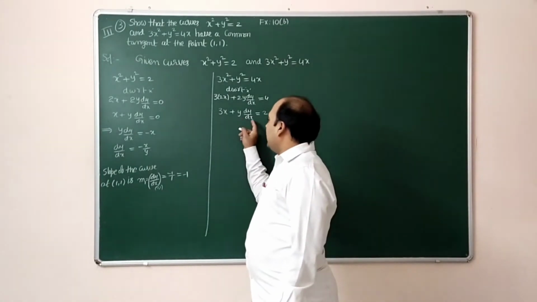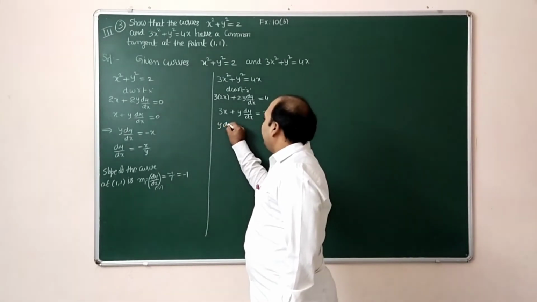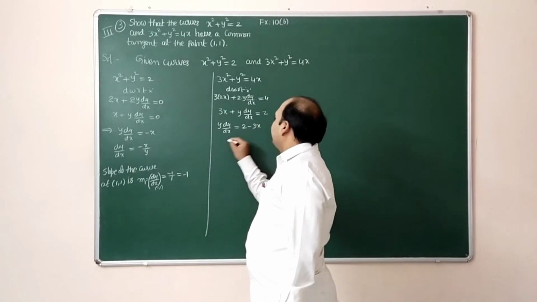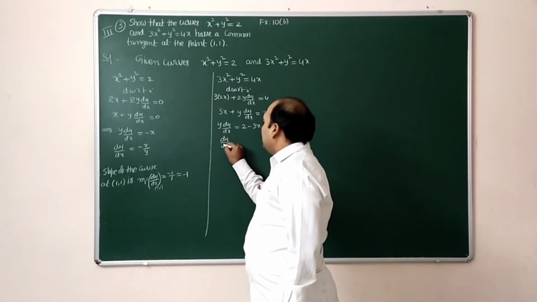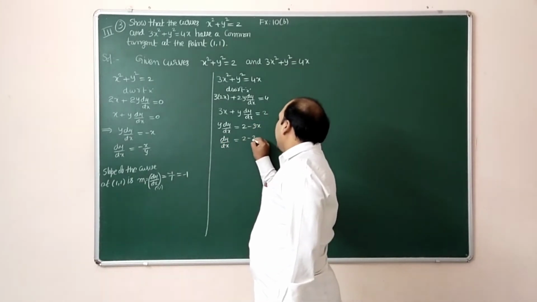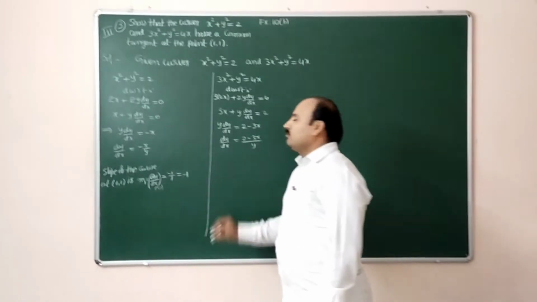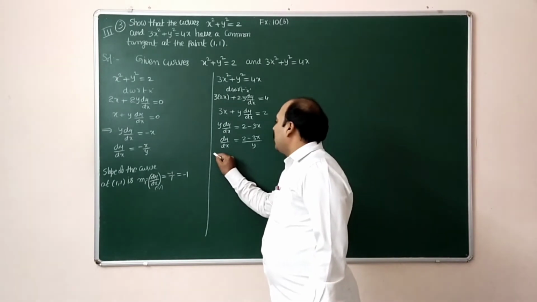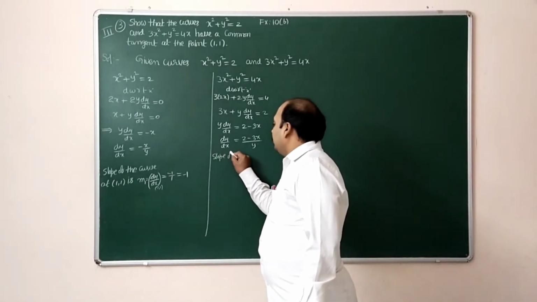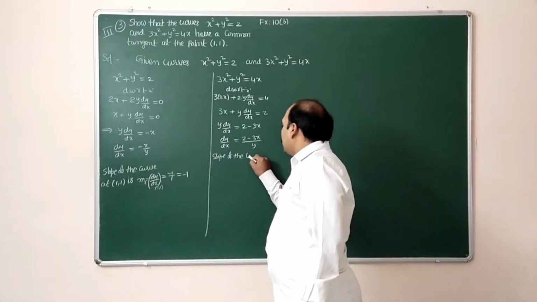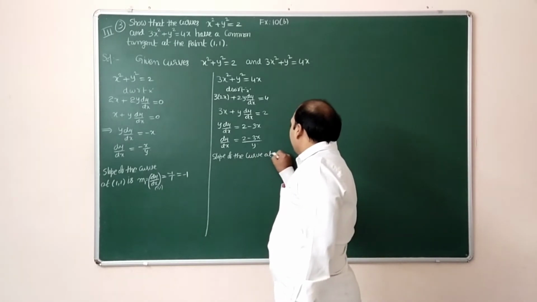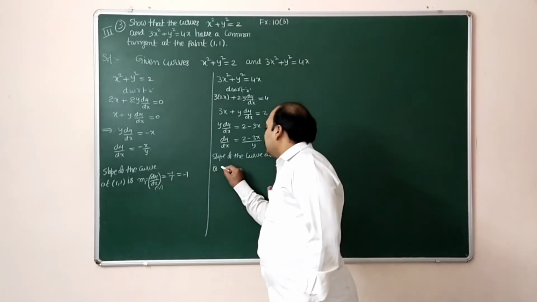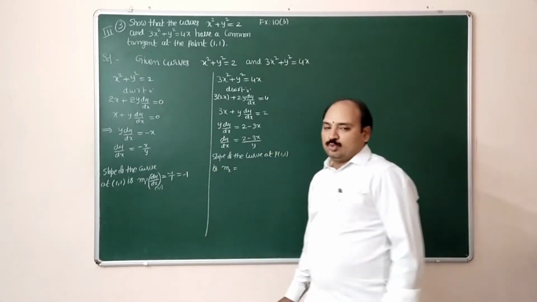So now I want only dy by dx. Y dy by dx is equal to 2 minus 3x. So dy by dx equal to 2 minus 3x divided by y. This is the second curve slope. So I am assuming that slope of the curve at P of 1, 1 point, this is second curve, means I am assuming that m2.